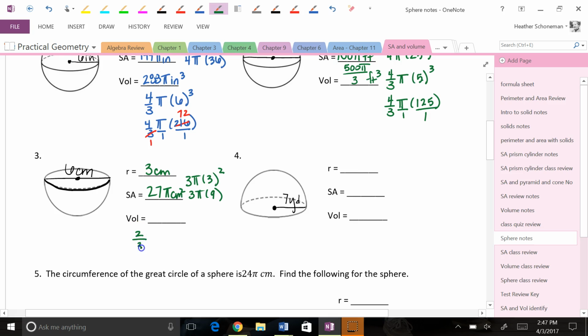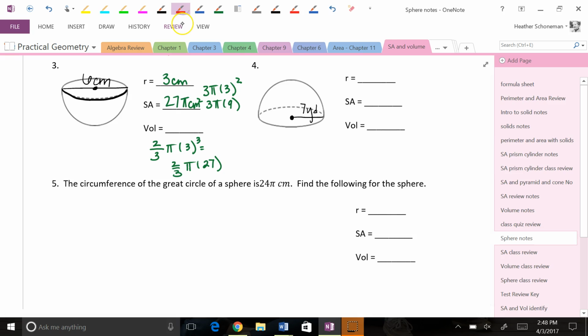The volume of a hemisphere is 2/3 pi times the radius cubed. So that gives us 2/3 pi times 27. 3 does go into the radius of 3, so 3 will go into 27. So I can reduce this. And then when I multiply, that leaves me with 18 pi centimeters cubed. So yes, sometimes the number in front of the pi will be smaller for volume than it will be for surface area, and that's okay, because one is centimeters squared and the other centimeters cubed. You're measuring two different things.